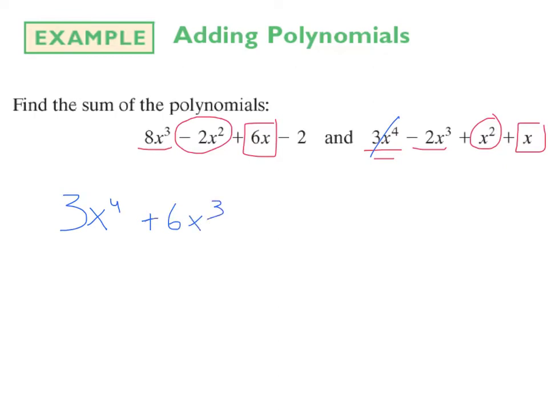Now we take the difference between the two values and the sign of the highest number. Then we have negative 2x squared plus x squared is minus x squared. Then we have 6x plus x is 7x. Then we have left a number here, it's negative 2. And this is the final answer.